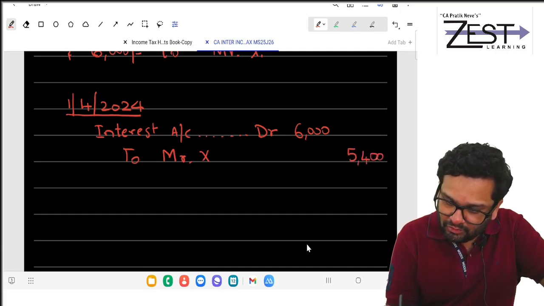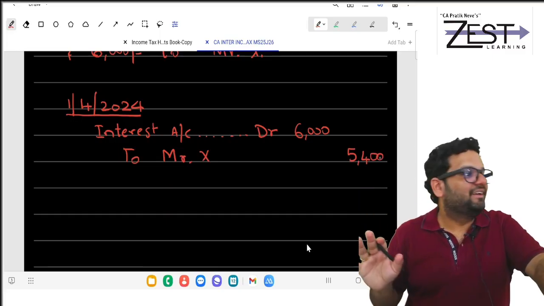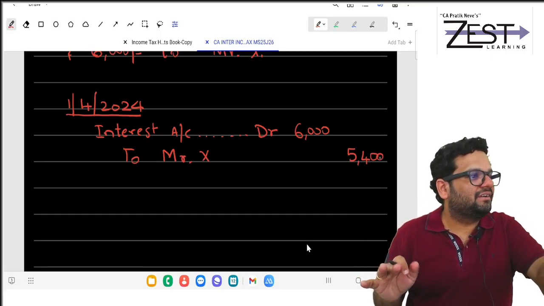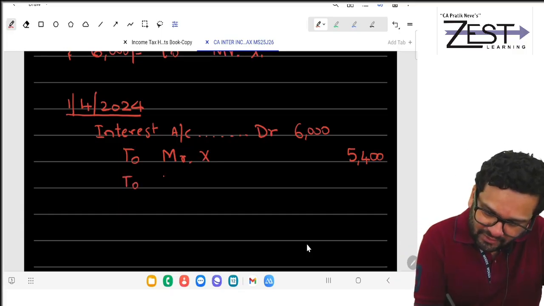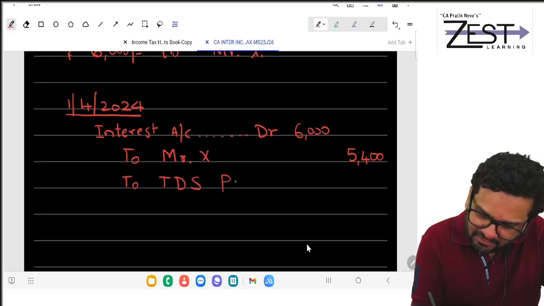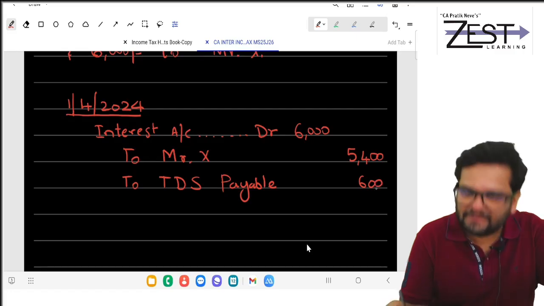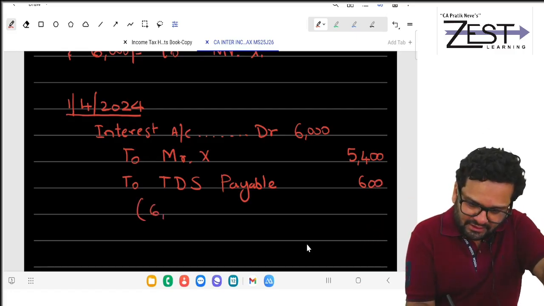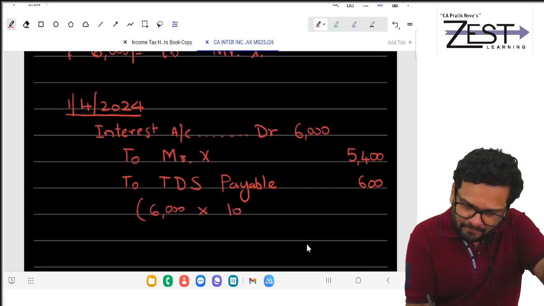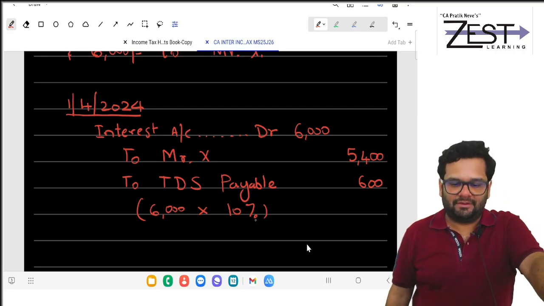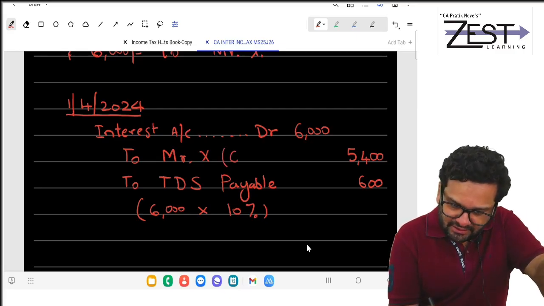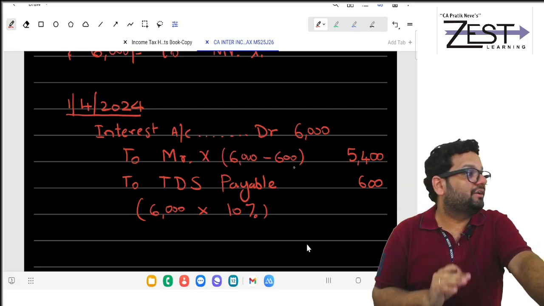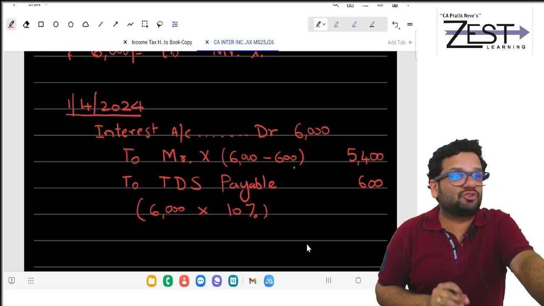5,400, and to TDS payable 600. This is important. 6,000 into 10%, and to Mr. X 6,000 minus 600. This is important. So when is tax to be deducted at source?